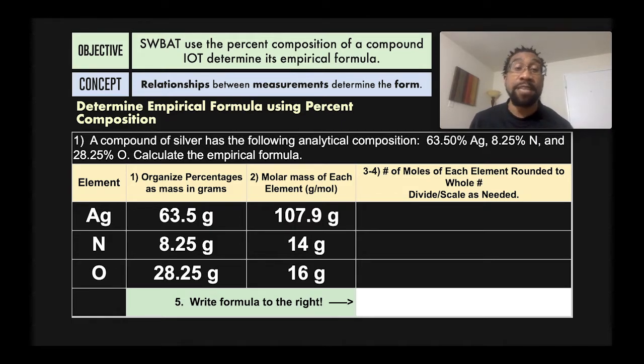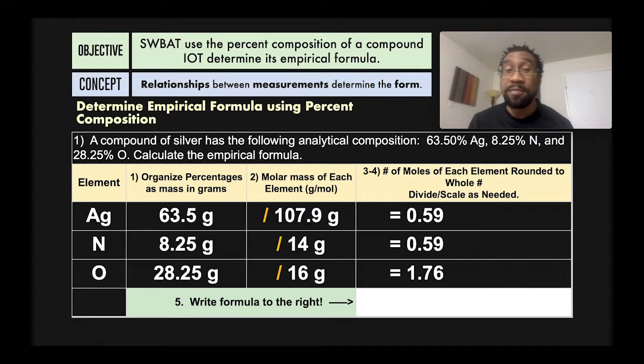So when we divide across, I'm going to do 63.5 and divide it by 107.9 for silver. I'm going to do 8.25 grams and divide it by 14 grams for nitrogen. And I'm going to do 28.25 grams and divide it by 16 grams for oxygen. This gives me three numbers: 0.59, 0.59 again, and 1.76.